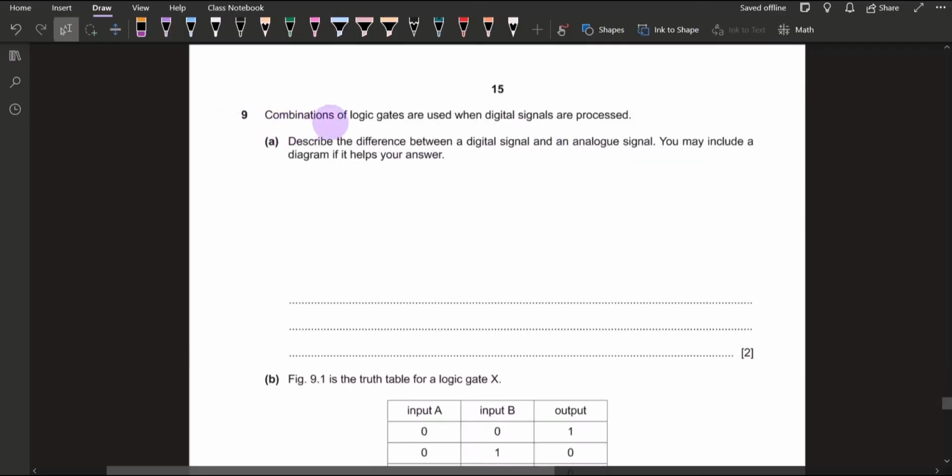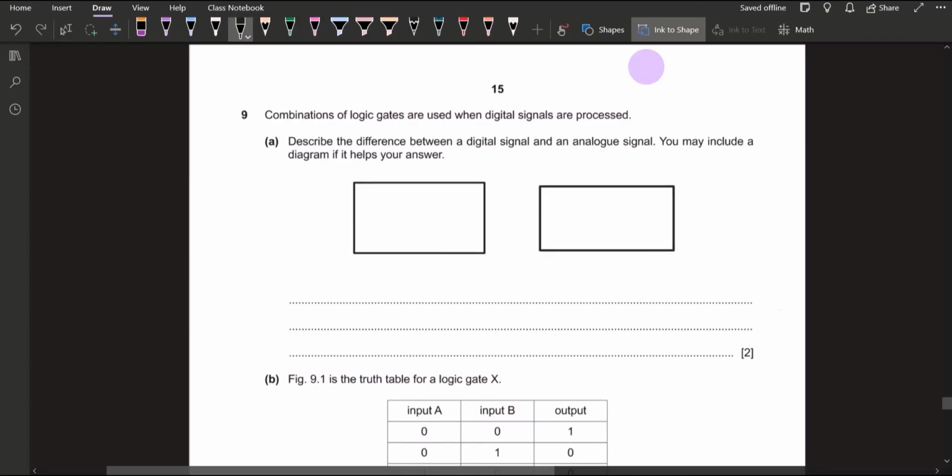Question number 9. Combinations of logic gates are used when digital signals are processed. Part A says describe the difference between a digital signal and an analog signal. You may include a diagram if it helps your answer. So first of all, we are going to draw the diagram because it's really important. First we draw it for digital, and then for analog. So here we have 2 boxes.